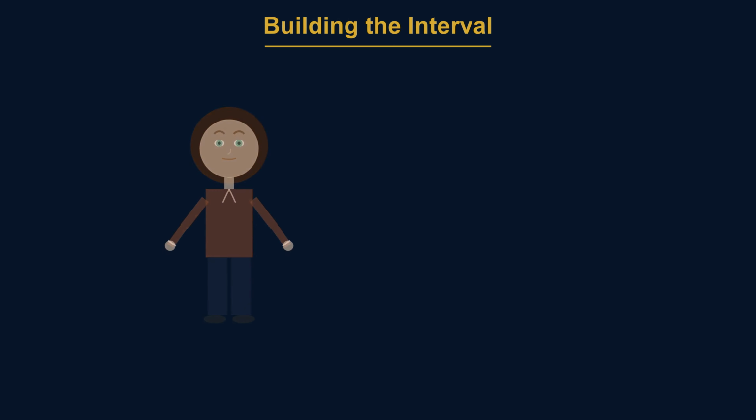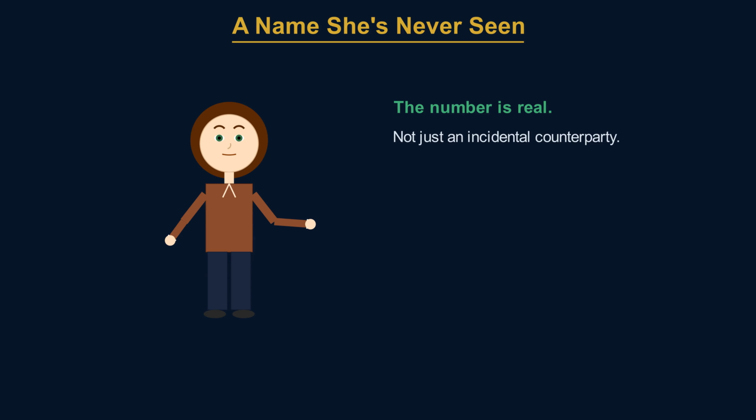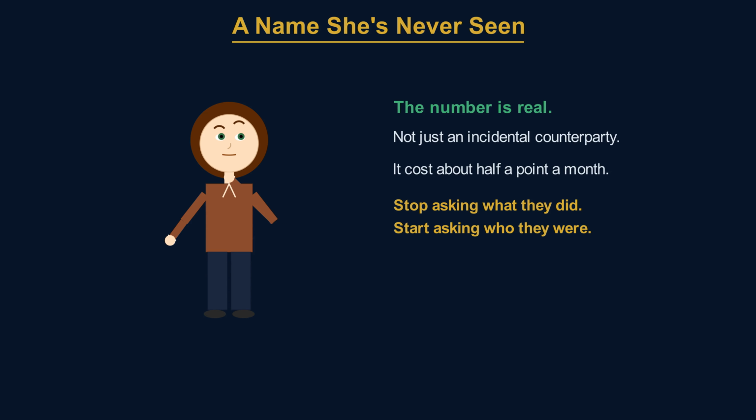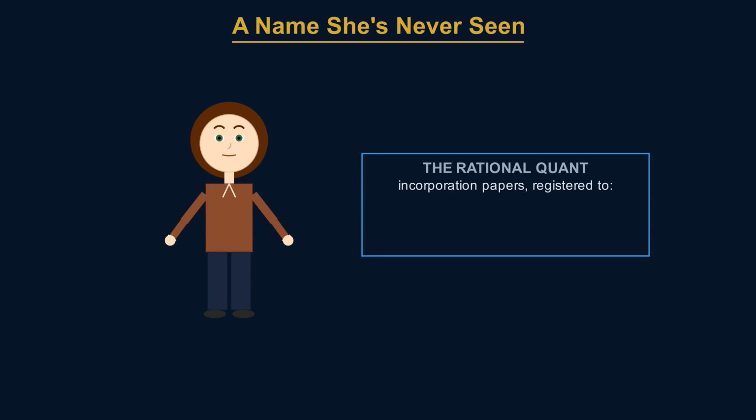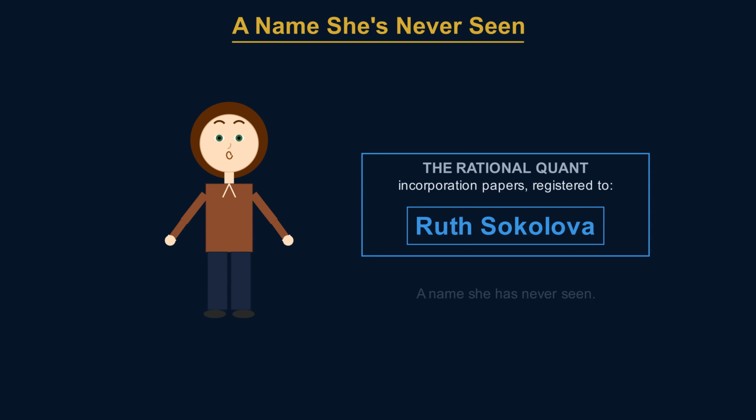Margot sits back. The number is real. The rational quant wasn't some incidental counterparty. Their presence in trading against her grandfather was measurably costing him around half a percentage point per month, and the data won't let her explain it away as just chance. So she stops asking what the rational quant did and starts asking who they really were. She pulls up the rational quant's incorporation papers. The rational quant was registered to a single name, Ruth Sokolova. It's a name Margot has never seen. It isn't in her grandfather's records anywhere, and it isn't signed in a single one of the letters. So she starts her search to find this mysterious person.